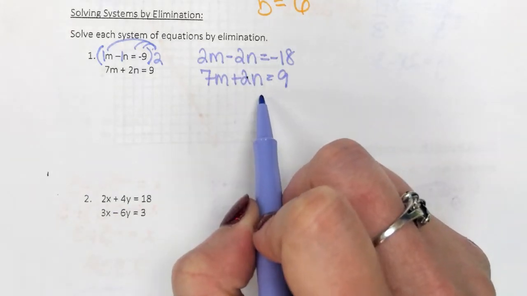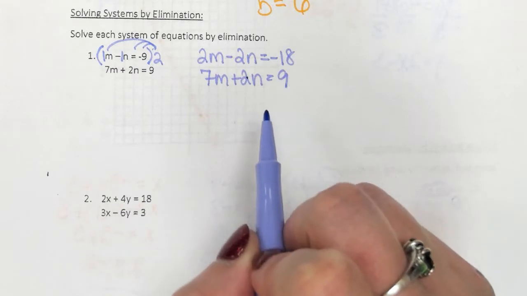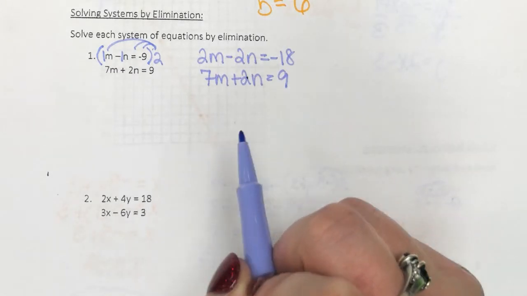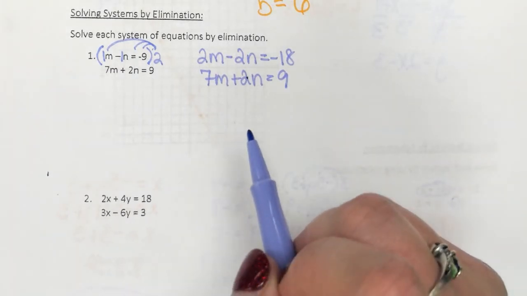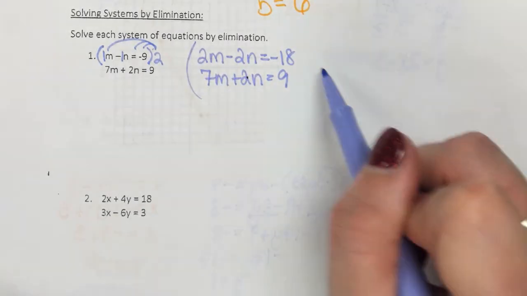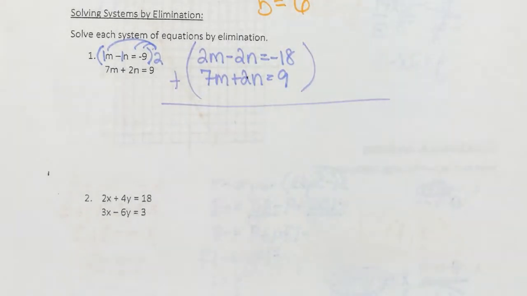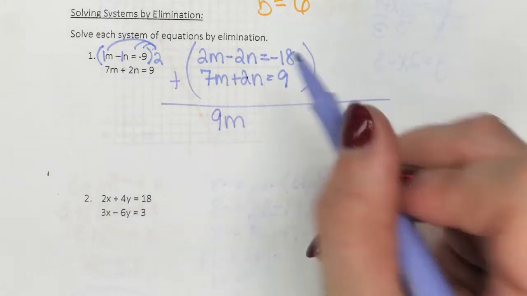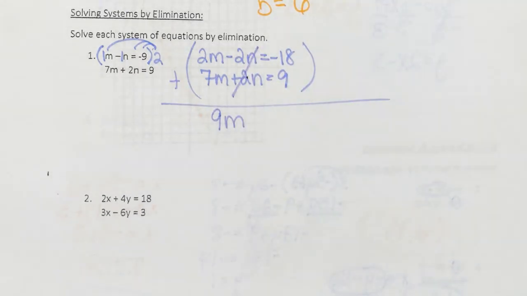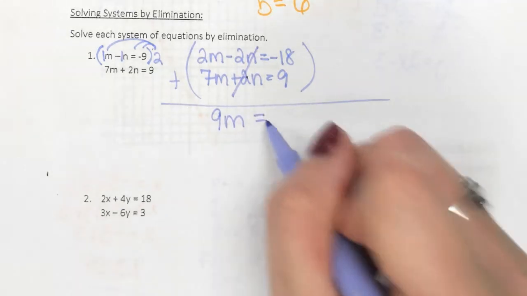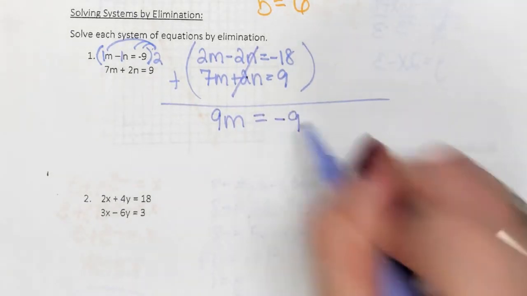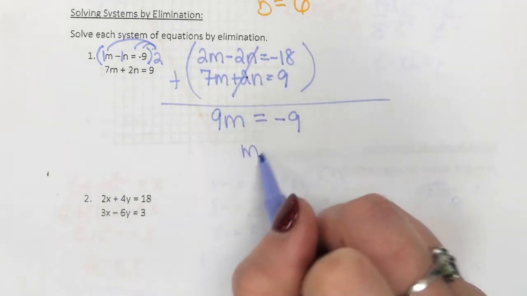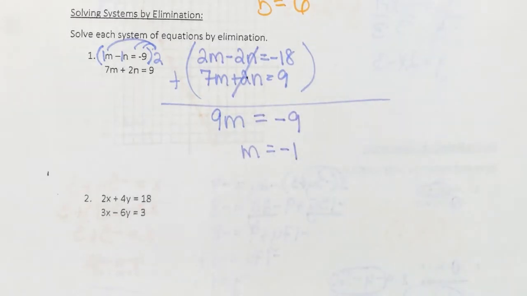Y'all okay with that? So how do I make negative 2 and positive 2 eliminate? How do I make them become 0? You would add them. Very good. And if you do it to 1, you got to do it to all of them. So you got 2m plus 7m, which is 9. Negative 2 plus 2 is 0. I don't have to write 0, though, because I've got something there. And then I've got negative 18 plus 9, which is negative 9. Divide, and you get negative 1.